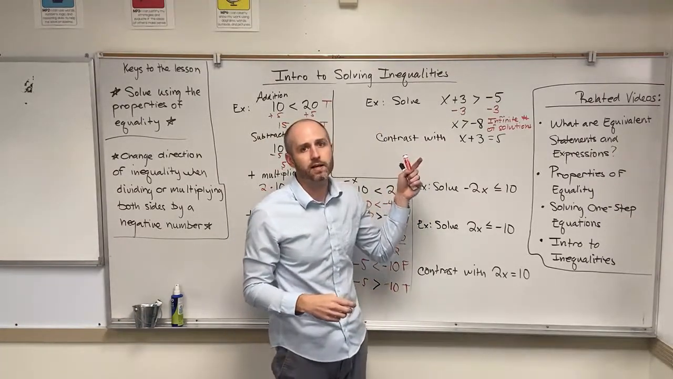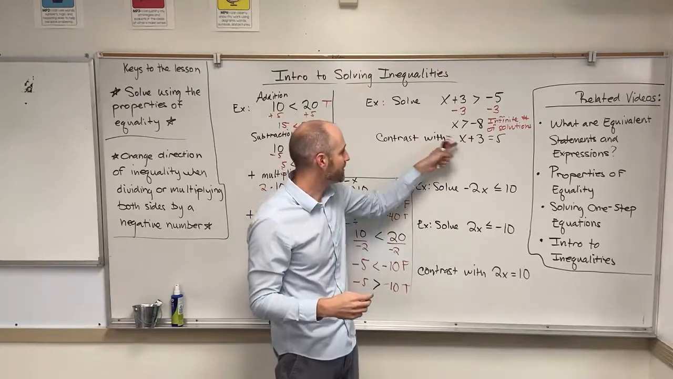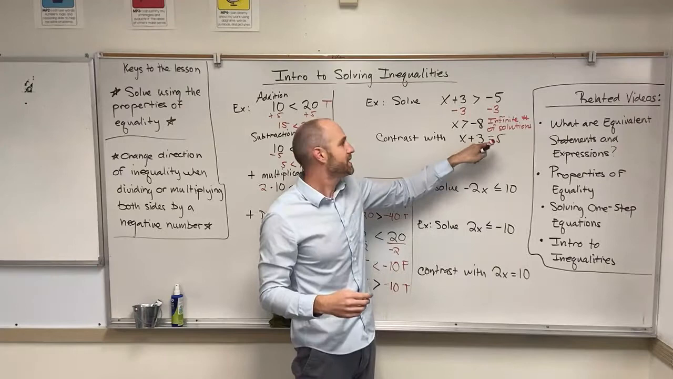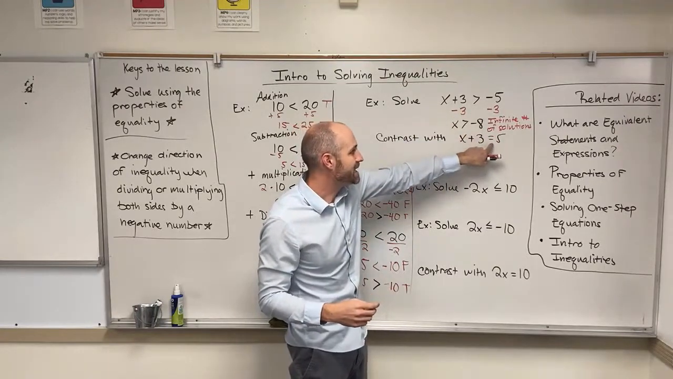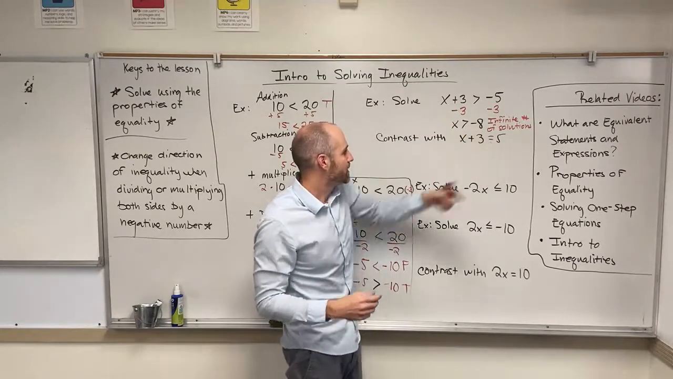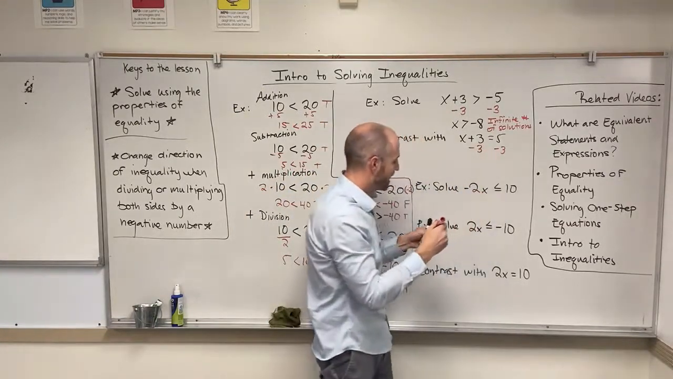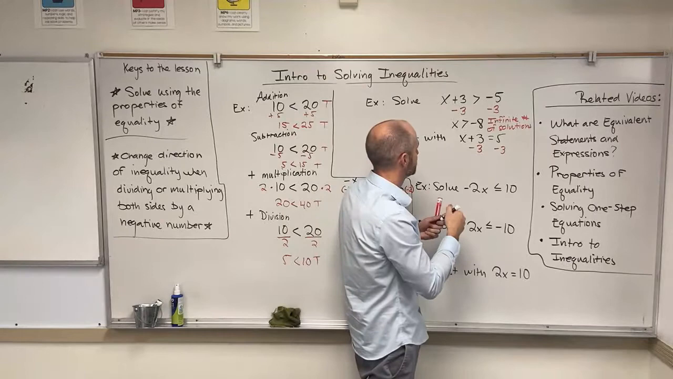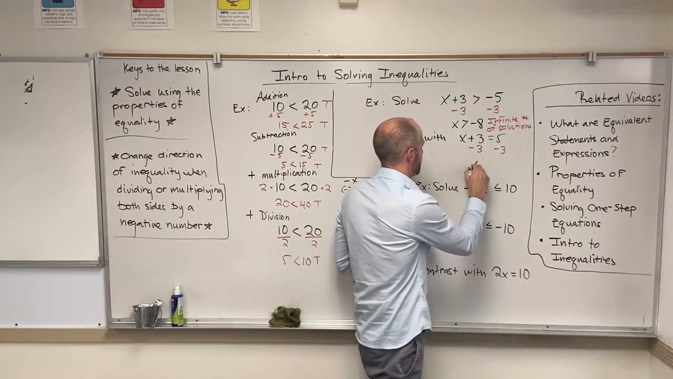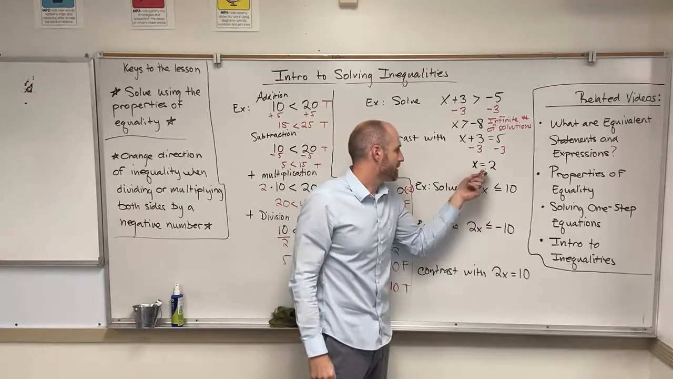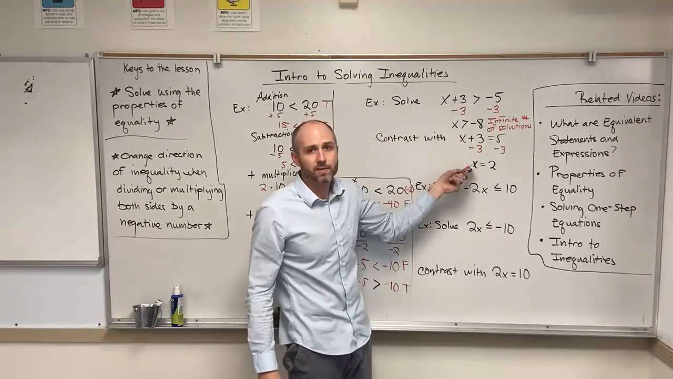Now I want you to take a second to compare that statement with this one. x plus 3 equals 5. The difference between an inequality and an equality, right? Equation. We solve it the same way. Subtract 3 from both sides. And this time we get x equals 2.